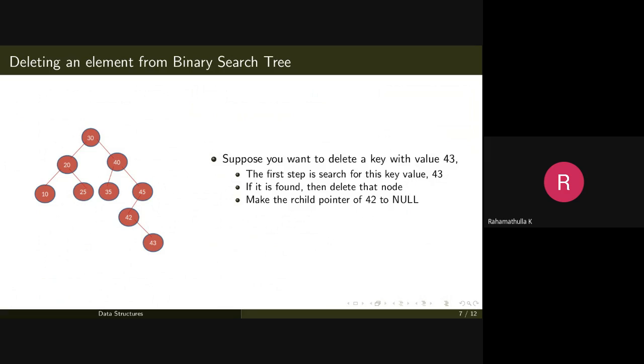Suppose you want to delete key value 43, then also you do the same procedure. You will search for this key value 43. For example, in this case, you will come here. 43 is greater than 30. You go here. Greater than 40. You go here, which is less than 45. You go here, which is greater than 42. You go here. Yes, you found 43. Now you delete this parent link and set this as null.